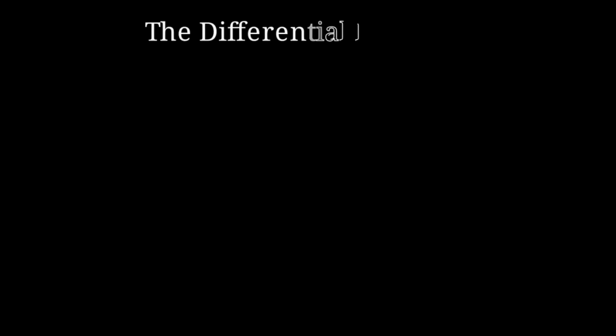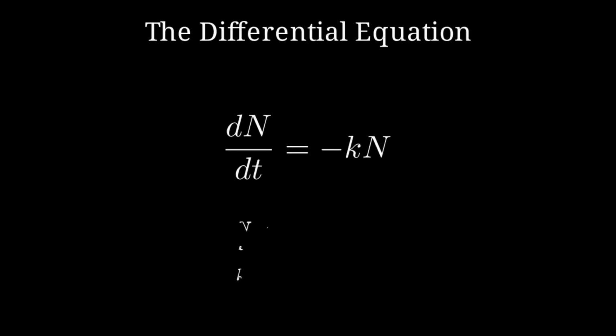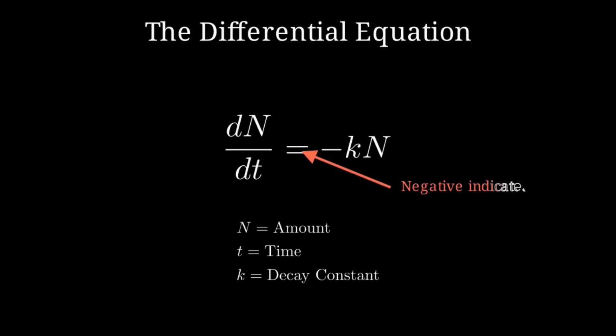This is the heart of decay, the differential equation dN/dt equals negative kN. It states that the change in amount N over time t is proportional to the amount N itself. The constant k represents the specific rate of the substance. This simple relationship is the foundation for all exponential decay models.